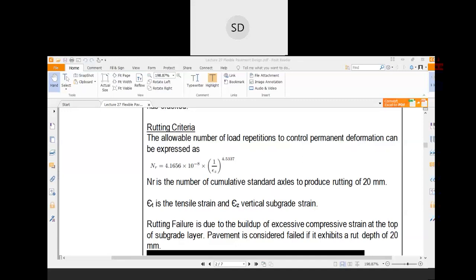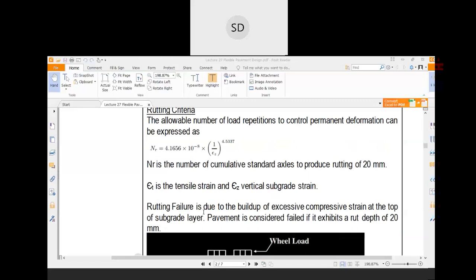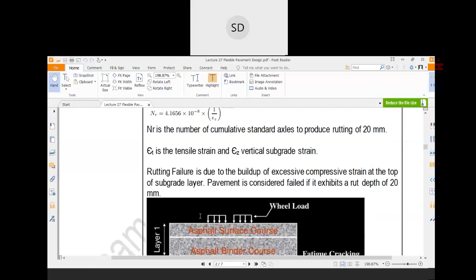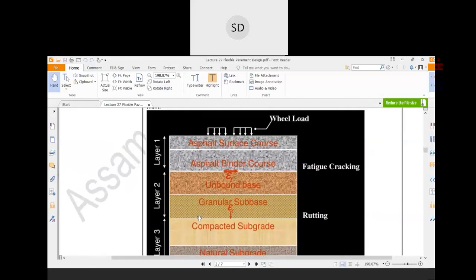Okay. Now, rutting failure is due to the buildup of excessive compressive strain at the top of the subgrade layer. The pavement is considered failed when a rut depth of 20 millimeter is there. So whenever a rutting depth of 20 millimeter is there, in that case you will say that the pavement has failed in rutting failure.